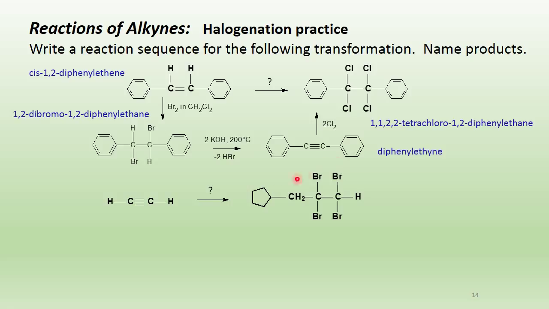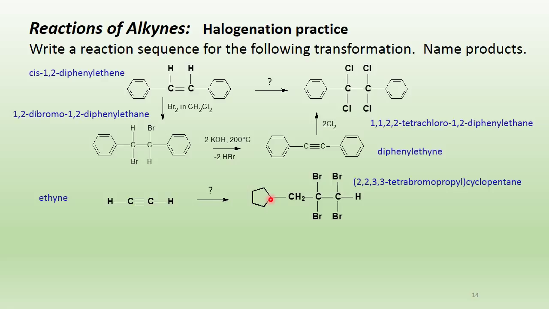Let's try the next one. Here, ethyne is being converted to this tetrabromo substituted cyclopentane ring. So here's the parent compound, cyclopentane. Here is carbon 1, 2, and 3. So this is called 2,2,3,3-tetrabromopropylcyclopentane. What a mouthful.